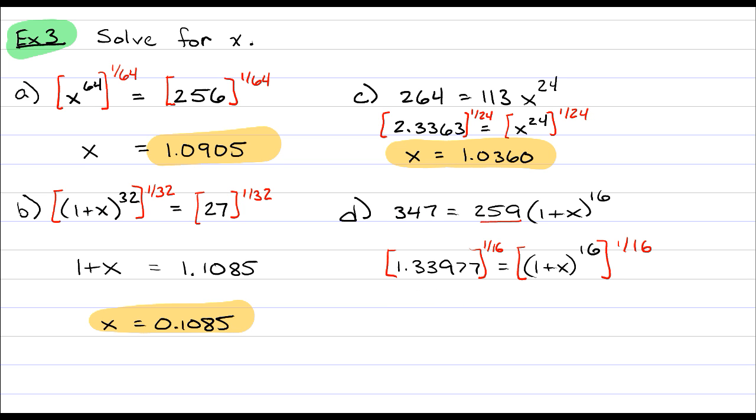On the left-hand side, I'm going to get 1.0184, and on the right-hand side, I'm going to be left with just 1 plus x. So then I simply subtract 1 from both sides, and that gives me 0.0184 as my answer. Okay, and that's it for example 3.